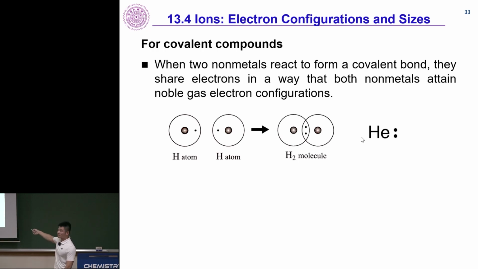The first row is going to be helium, which requires 2 electrons. In order for hydrogen to have 2 electrons, they can share their 1 electron each, and then we have 2 electrons. When they share, each hydrogen considers these 2 electrons as its valence electrons, and the other one does the same. Then they attain the noble gas configuration. For the second row, it's going to be 8 electrons, third row 8 electrons, and so on and so forth.